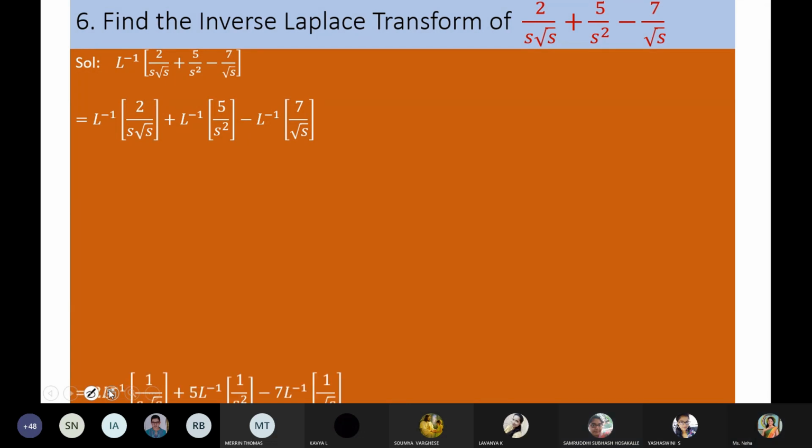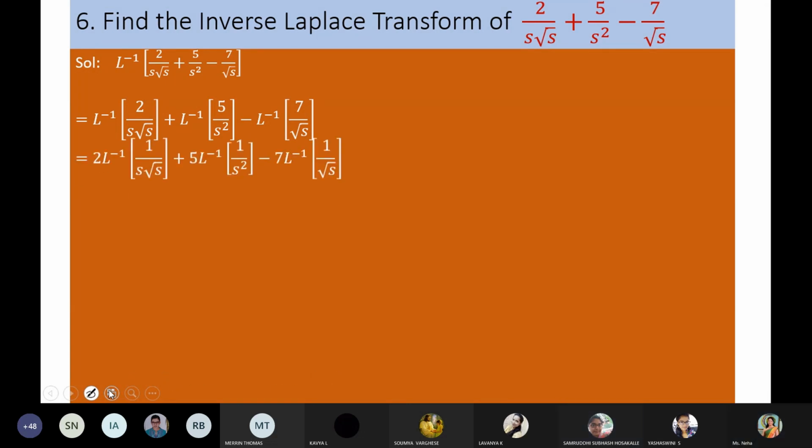Very good. So we have the next step. What I have done is I have taken the constants outside: 2 outside, 5 outside, and minus 7 outside. Now we will write in terms of power. 1 by s to the power 3 by 2 plus 1 by s square, and then the last term is 1 by s to the power 1 by 2. Now since we have a power of s, it's definitely going to be the Laplace transformation of some power of t. So that power only you have to find out.